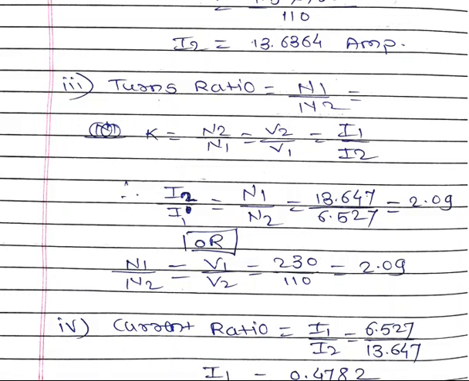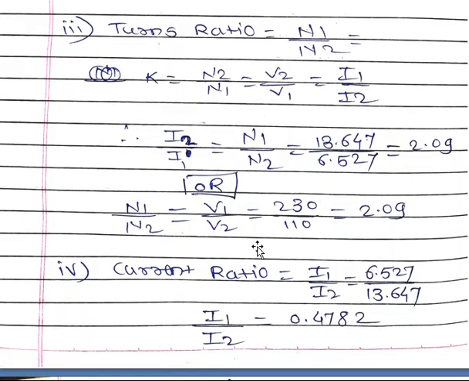Now we calculate the value of the current ratio. The current ratio is equal to I1 by I2. The current I1 is equal to 6.527 and current I2 is equal to 13.647. The answer of this division is 0.4782. It is also a ratio, therefore a unit is not mentioned here.